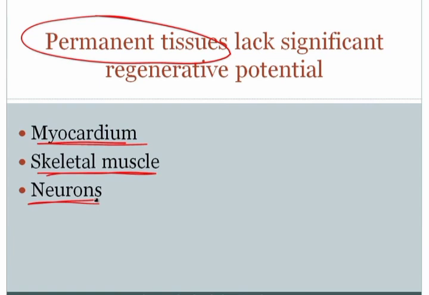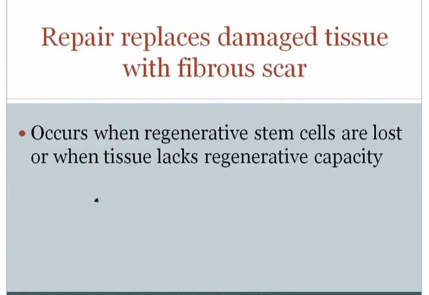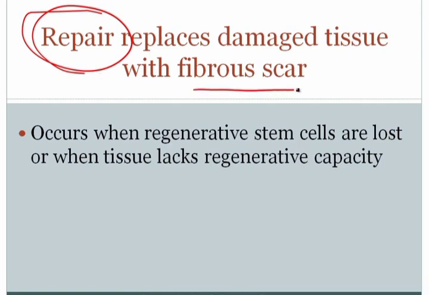And so, what's the classic occurrence if these tissues get damaged? The classic way by which they would heal is called repair. And remember, the idea in repair is that you can't give back the normal tissue, so instead you have to replace that damage with a fibrous scar. Okay, so when will this occur? It will occur when a tissue lacks regenerative capacity.